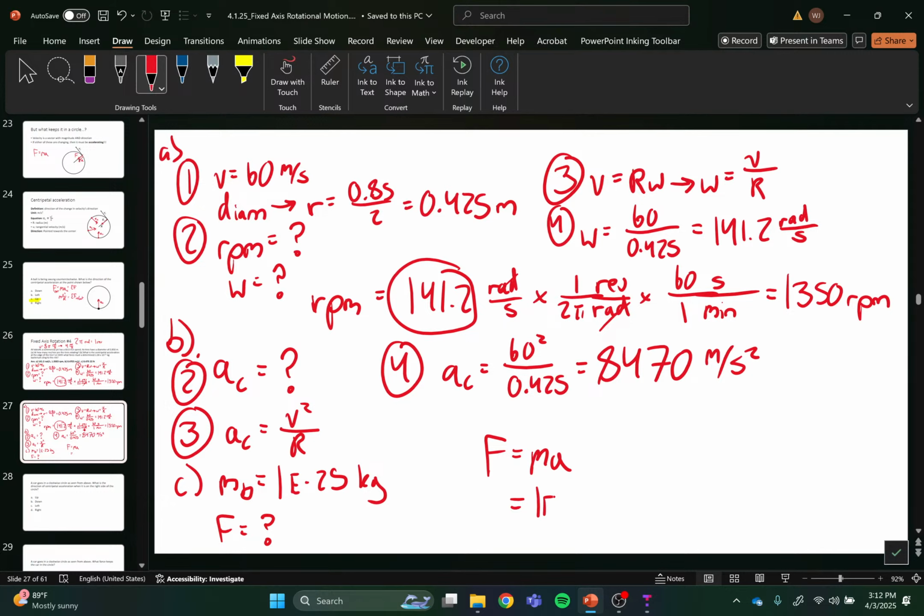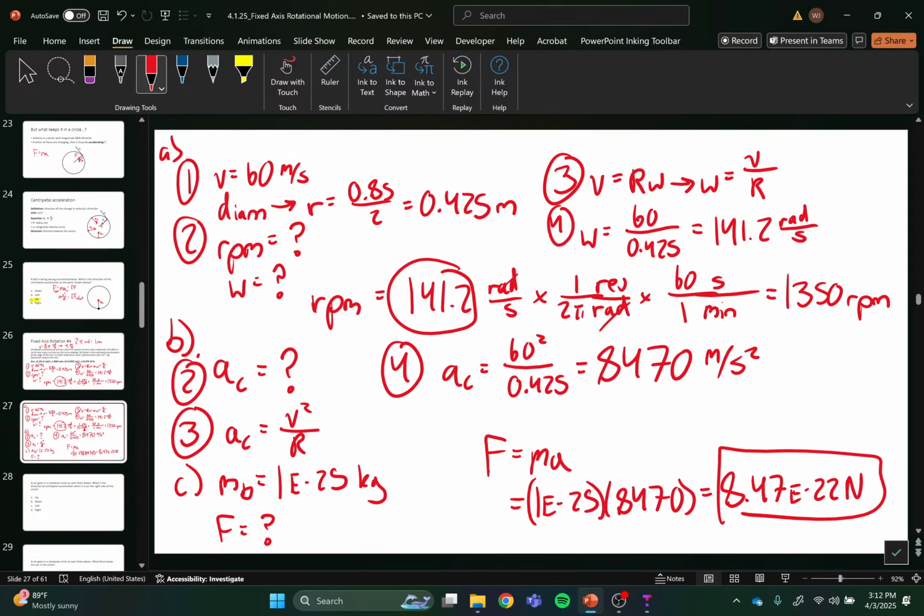So 1e to the minus 25 times 8,470, and you get a really small number. It doesn't need much force. Makes sense. No one's cleaning anything by spinning it super fast and flinging the bacteria off it. That's just not going to happen. They don't really need to hold on that much. It's a really, really small force to keep that bacteria on there because it doesn't have much mass. It's really, really tiny.